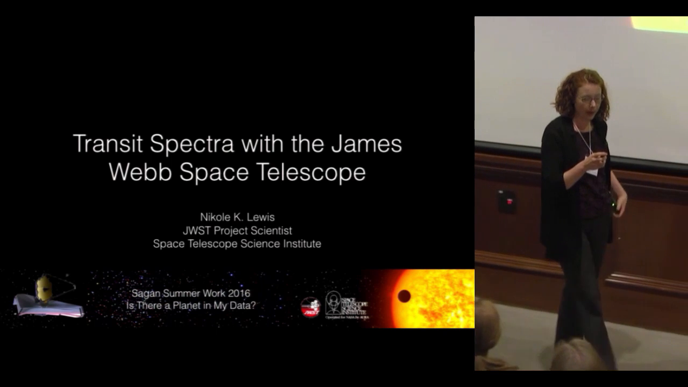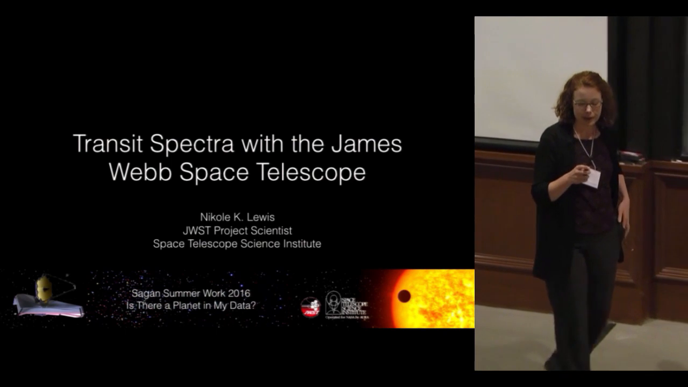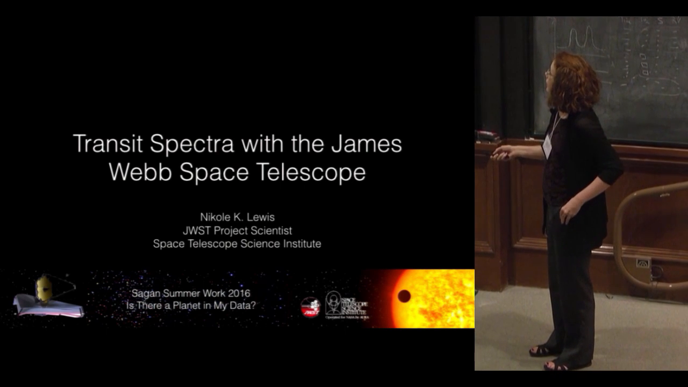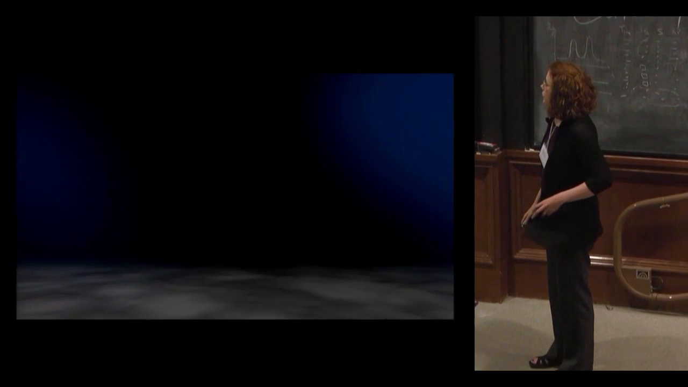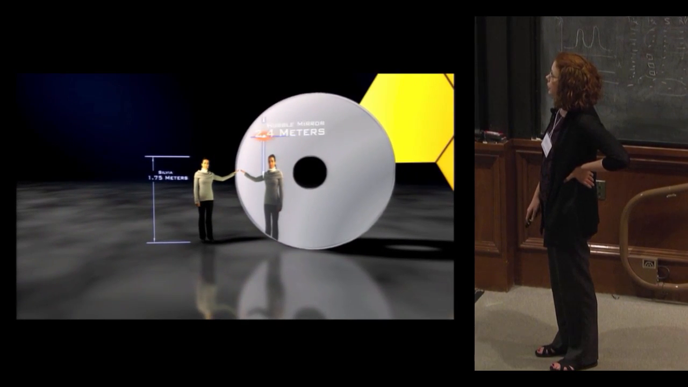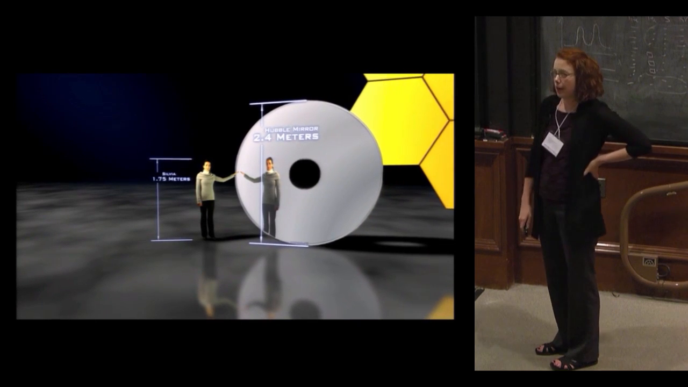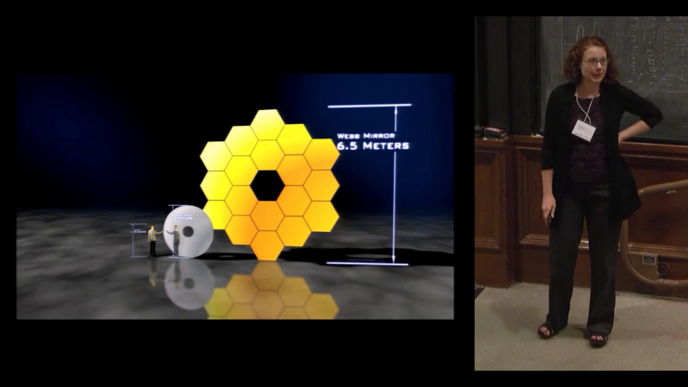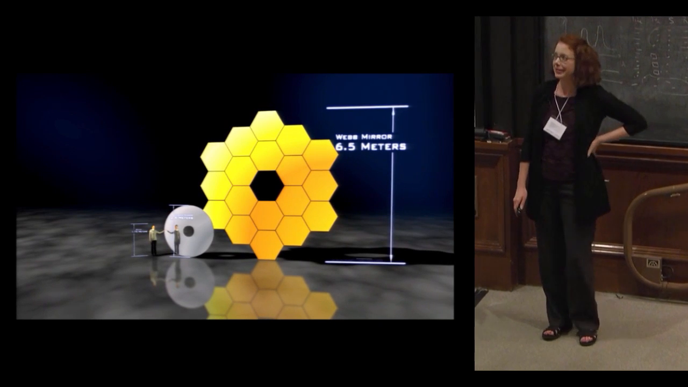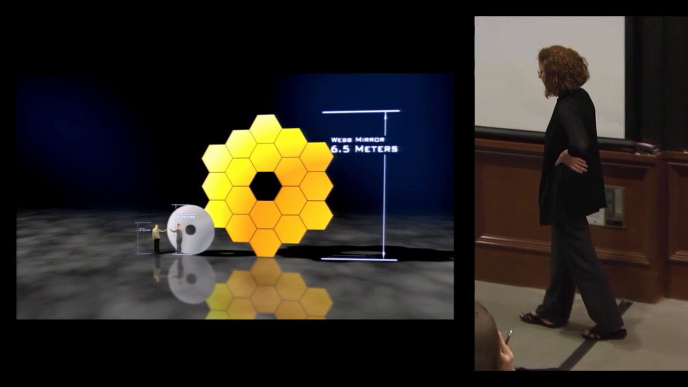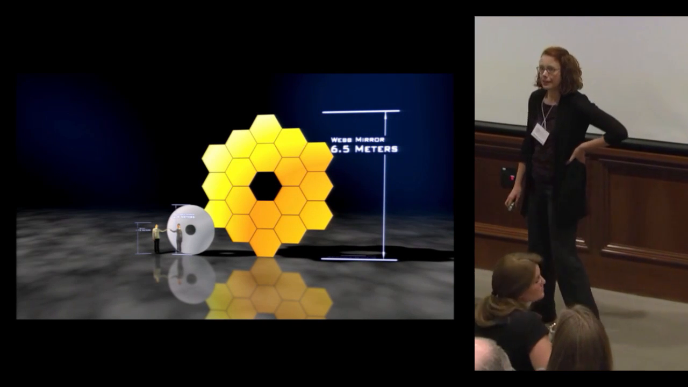Making everyone aware that the James Webb Space Telescope really is quite an engineering feat. I think Drake showed an image this morning of JWST, but this is to put it into scale. So there's a human being. There's the Hubble mirror. And then there's the JWST mirror. So this is a very large telescope that we're going to send into space.